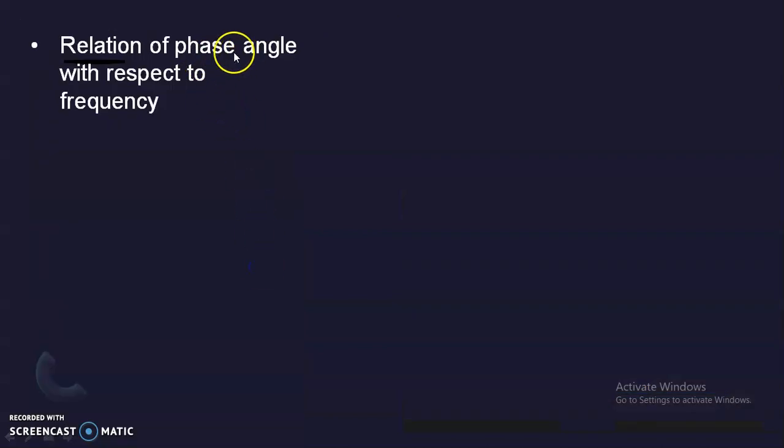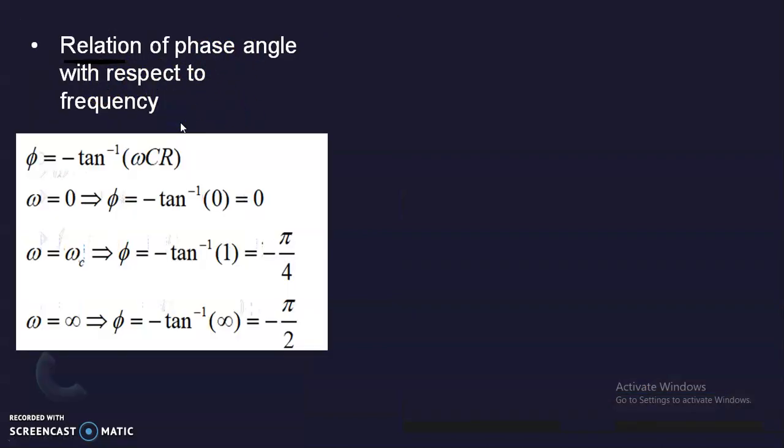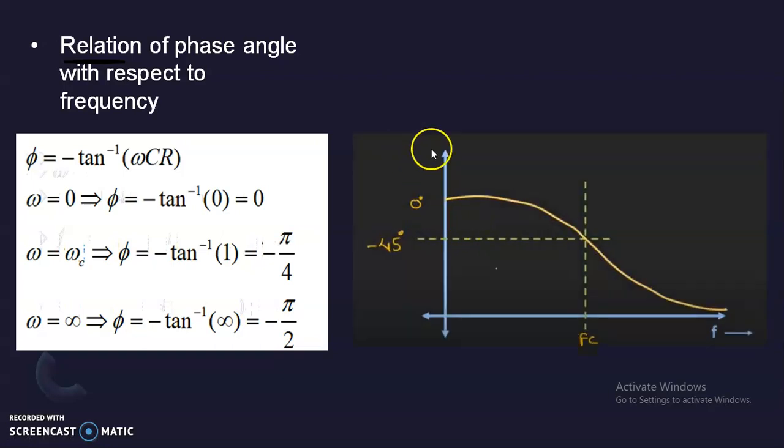Now, the relation of phase angle with respect to frequency. Phi equals minus tan inverse omega CR. For omega equals 0, phi equals minus tan inverse 0, so that will be 0. Omega equals omega C corresponds to minus tan inverse 1, equals minus pi by 4. And as omega tends to infinity, phi tends to minus tan inverse infinity, which is equal to minus pi by 2.